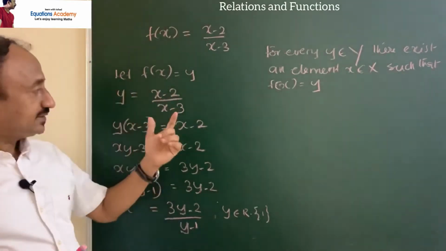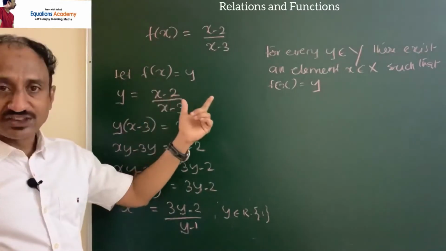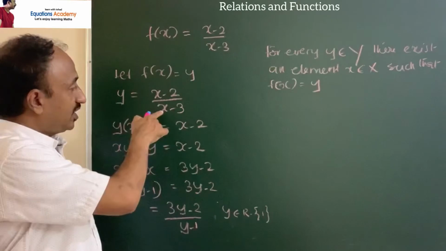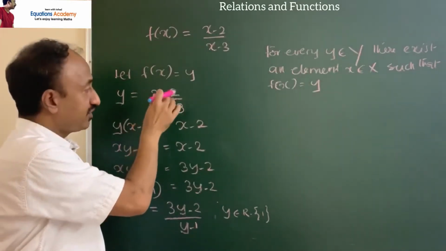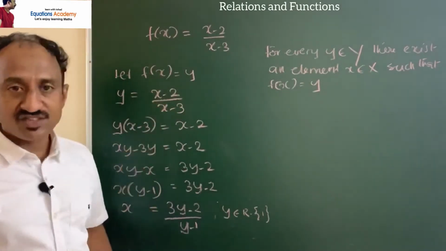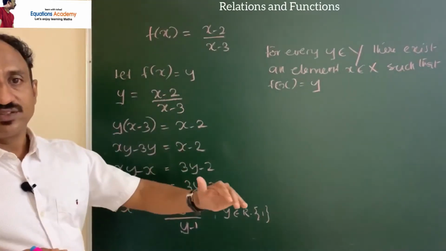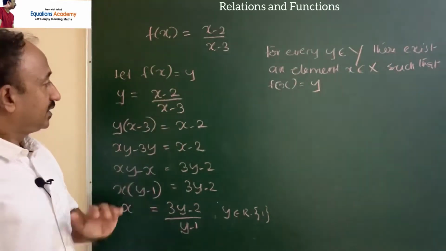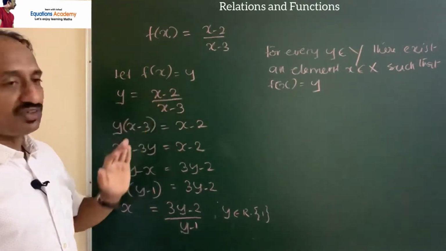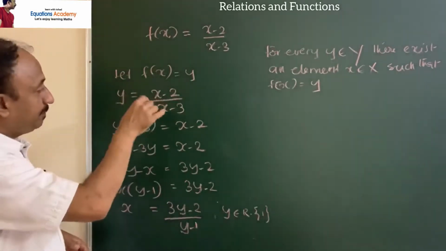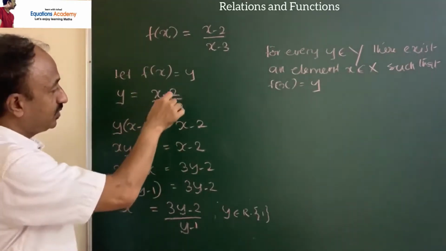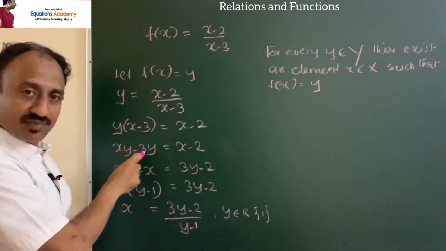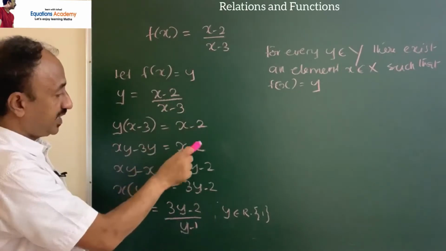Here it is given that x belongs to R minus {3}. Why is it? Because if 3 is included here, this function is not defined, this becomes 0. That is why they omitted 3 from the real numbers, R minus {3}. So y equal to (x minus 2) divided by (x minus 3). So cross multiply, y into (x minus 3) is equal to x minus 2. Y into x is xy, y into minus 3 is minus 3y, which is equal to x minus 2.